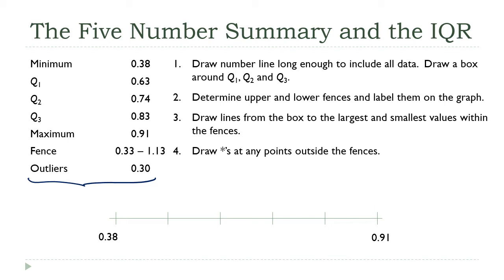All right, now I'm going to draw a box around Q1 and Q2. Well, let's see. Q1 is 0.63, and 0.74 is right about here. So if I draw that box, I get this. Then I have to do it again for Q2 and Q3. Well, Q3 is 0.83. That's about here. So there's my second box.